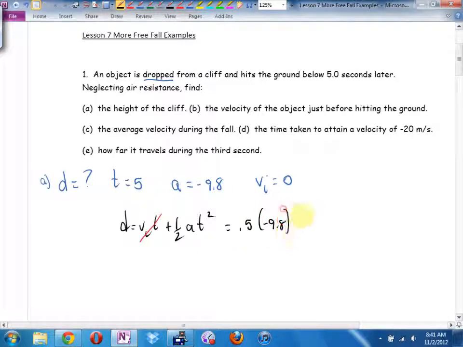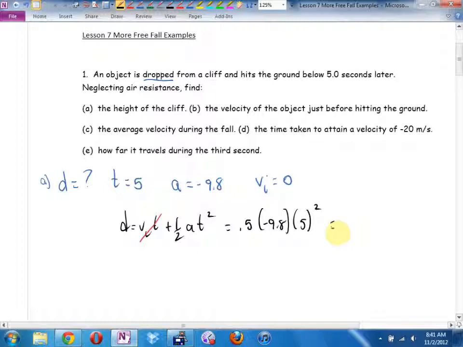A T squared, and I know how high the cliff is? Hey, great, cool. But don't you have to do it VI times T? What's 0 times T? What's 0 times 5? What's 0 times a million? What's 0 times anything? 0.